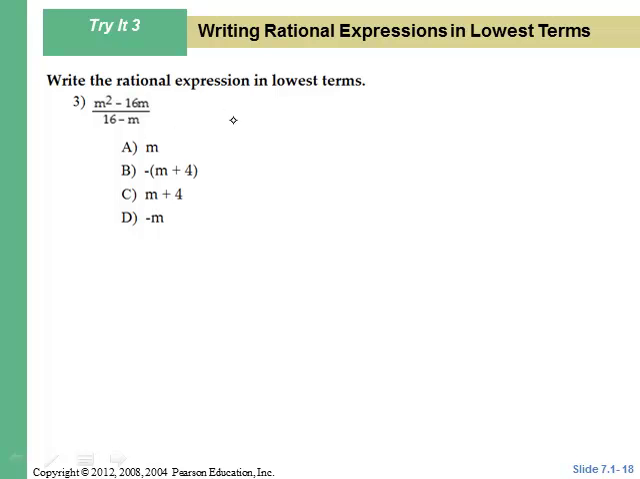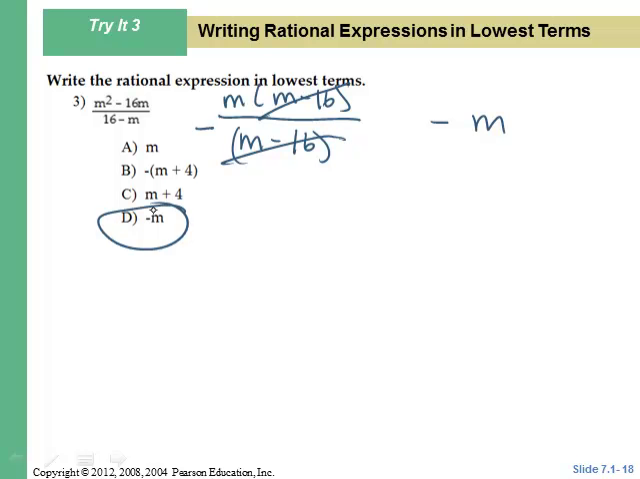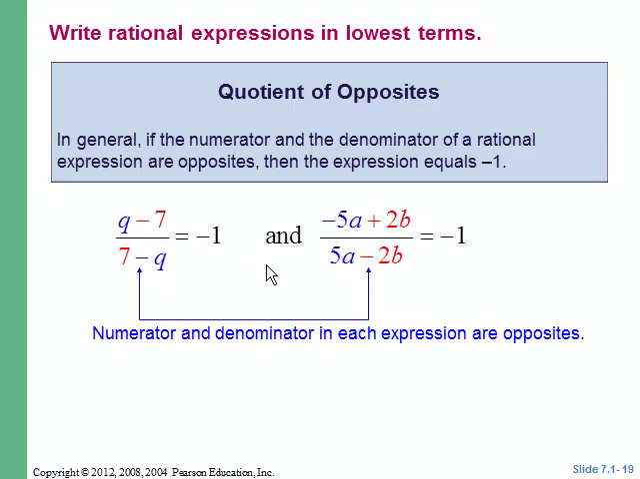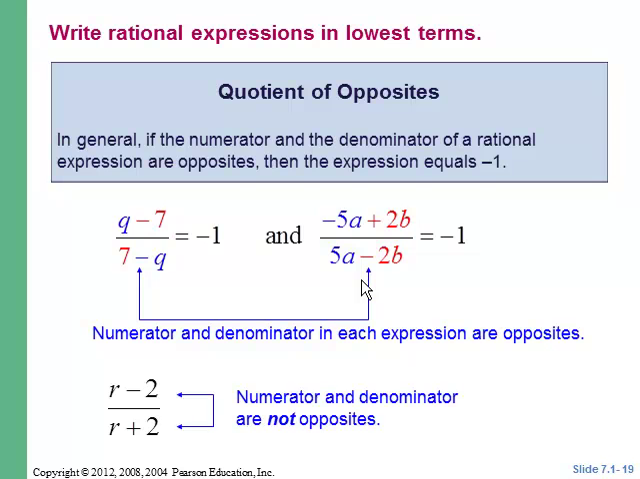Try this one. Numerator, we can factor m out, and we're left with m minus 16. Denominator, we can factor a negative out. We're left with m minus 16. The answer is negative 1. So, in general, if the numerator and denominator are opposites, then the expression equals -1. Notice if they're not opposite, we can't do anything about it.